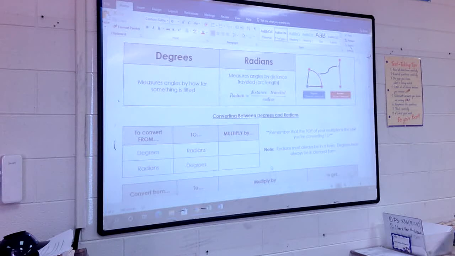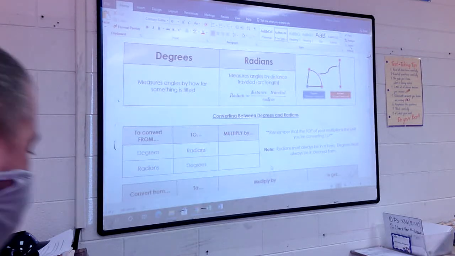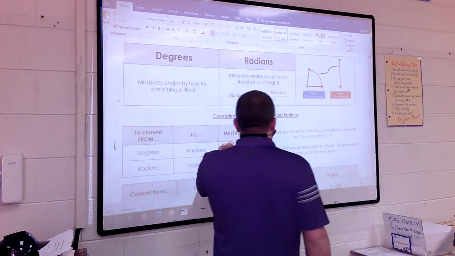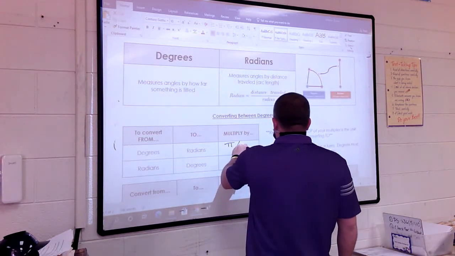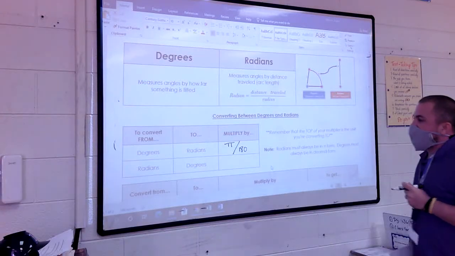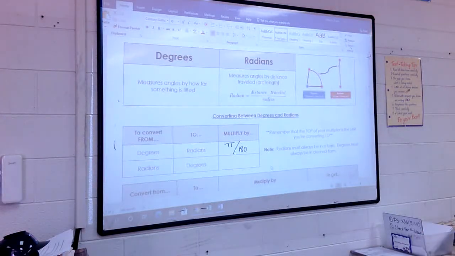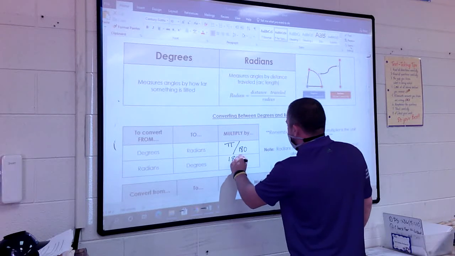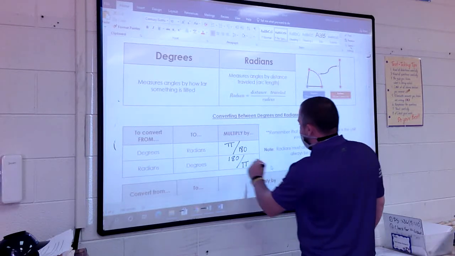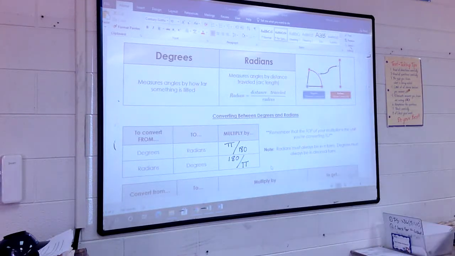So if you're able to convert these, then it's going to make the next section a lot easier than it was before. So if you have something that's already in degrees, you're going to be able to change it to radians by multiplying by pi over 180. And we'll talk about that in a little bit. And then if it's already in radians and you want to change it to degrees, you're going to multiply by 180 over pi. So it's just the opposite of each other.